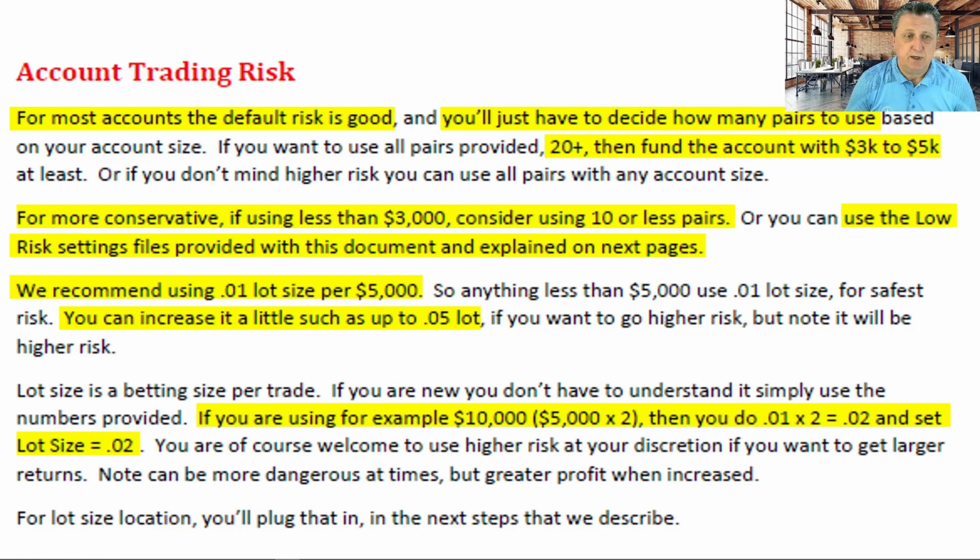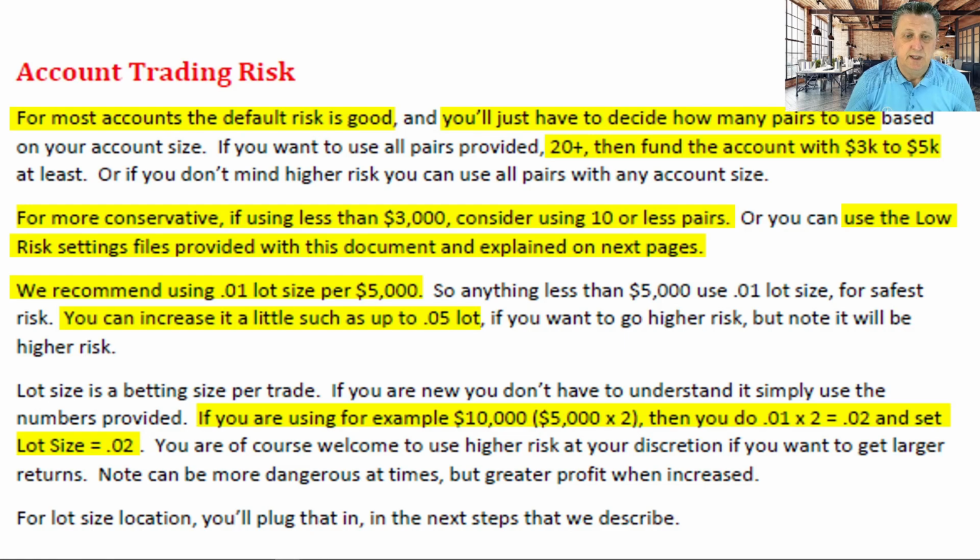And on the second part, for more conservative, if using less than 3,000, then they suggest that you use the 10 pairs, basically the lower risk at the end of the day, or you simply cut away the pairs that you don't want in there. So, and again, use the low risk setting files provided, and the documents explain it exactly, and also here within the manual itself.